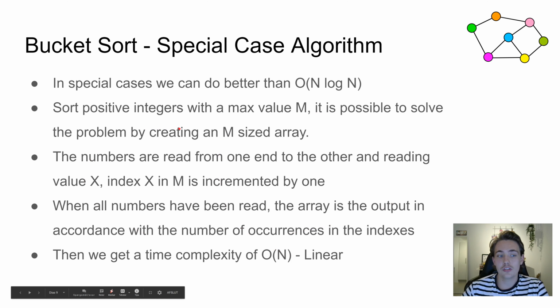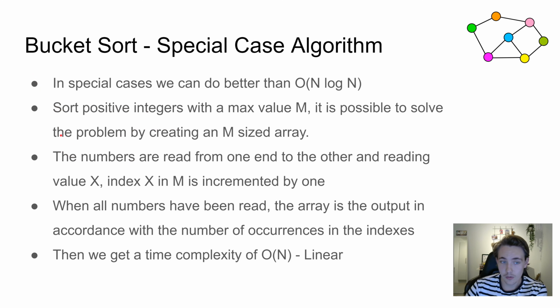If we use bucket sort, we have an array where we sort positive integers with a max value m. It's possible to solve the problem by creating an m-sized array, and then the numbers are read from one end of the list to the other. So we go from the start to the end of the list, read the value x, index x in m, and then that entry is incremented by 1. In the end, when all the numbers have been read, the array is output in accordance with the number of occurrences at the indexes.